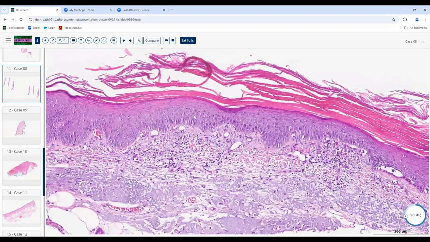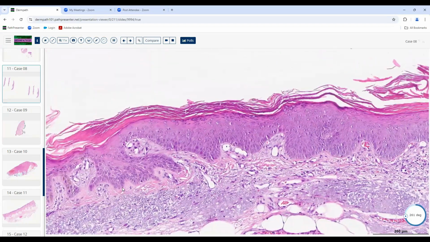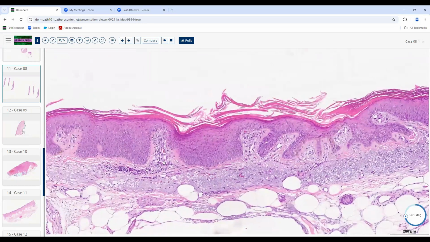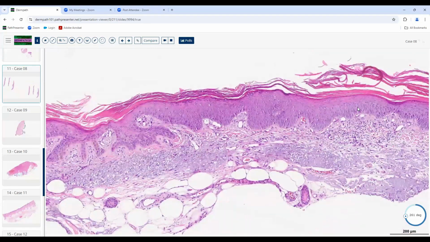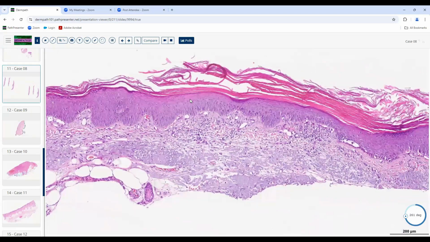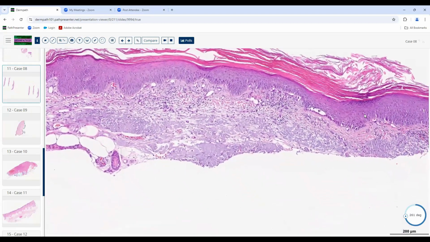And if you couple that with these rete over here, you can make the diagnosis on this even without seeing some of the other classic features like the follicular plugging, and even if we have a shave biopsy and whatnot, we would call this PRP. So this is a nice example of, unfortunately, a shave biopsy of PRP.